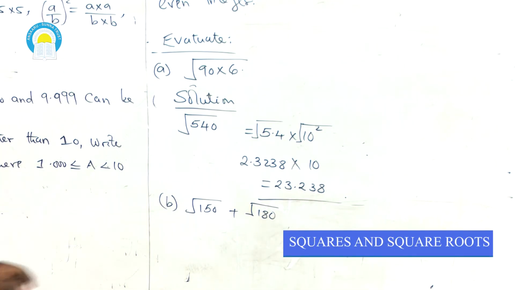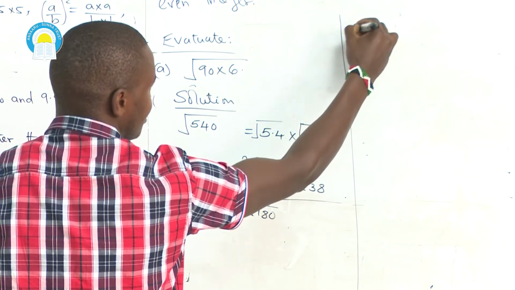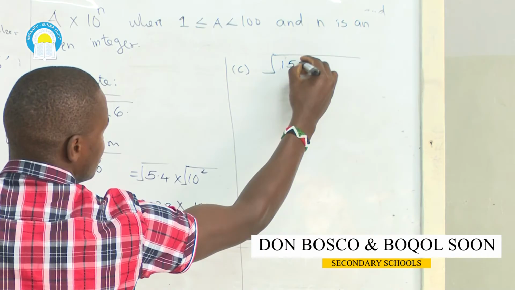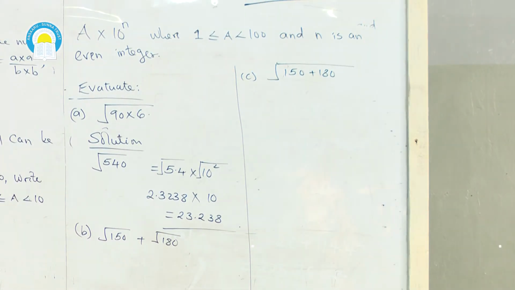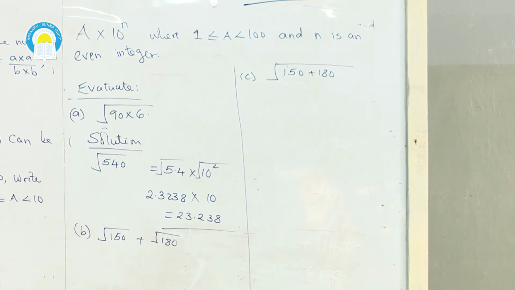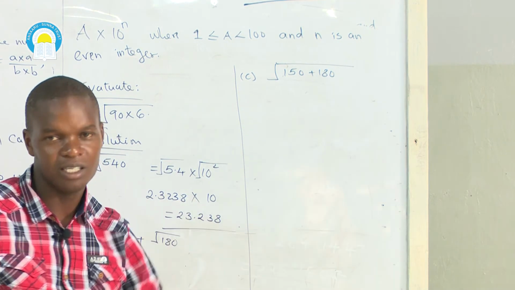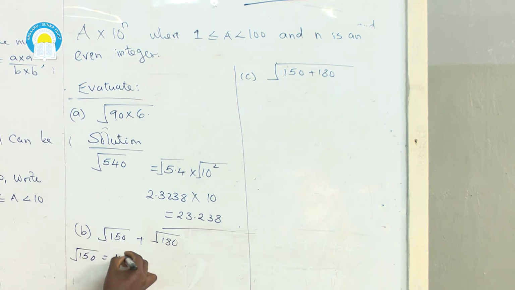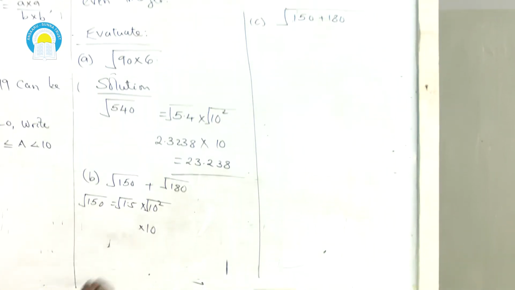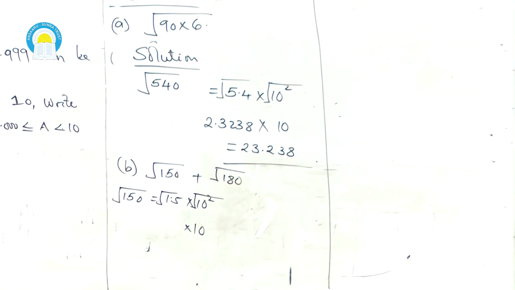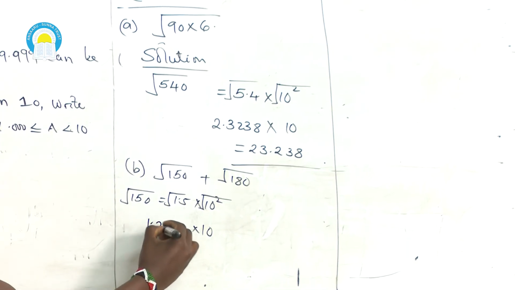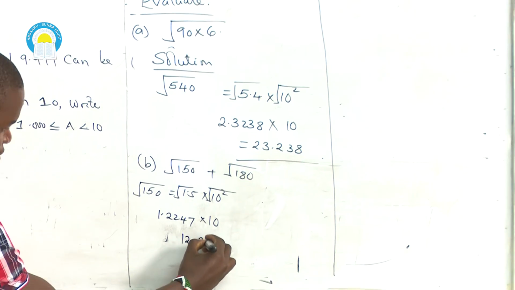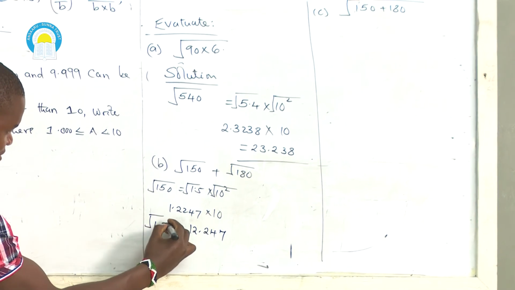Now, let us see whether we can find this. Part C: we are going to find the square root of 150 plus 180. I want you to see the difference between the square root of 150 plus the square root of 180 and the square root of 150 plus 180. So what's the square root of 150? Write 150 as 1.5 times 10 power 2. Find the square root of 1.5 and the square root of 10 power 2. The square root of 10 power 2 is 10. And what's the square root of 1.5 by use of your tables? 1.2247, correct? It's 1.2247 times 10, which is 12.247. This is just the square root of 150.